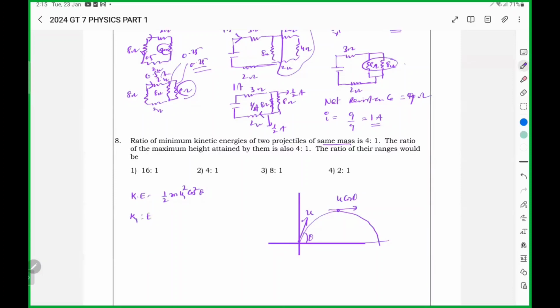K1 is to K2, half m u1 square cos square theta and half m u2 square, which he has given as 4:2. That is u1 cos theta is to u2 cos theta, 1:2.